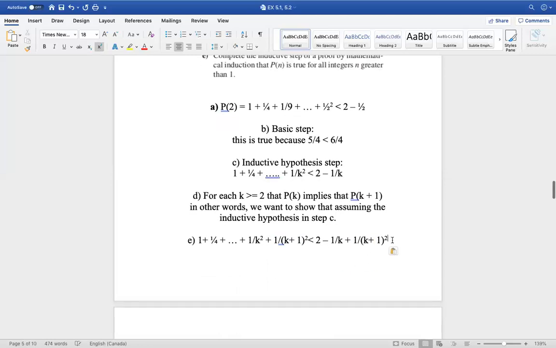Now we have to manipulate this to somehow prove that the left hand side is less than or equal to the right hand side. Or what you can do is take the right hand side and prove that it is greater than the left hand side, okay? Any questions?